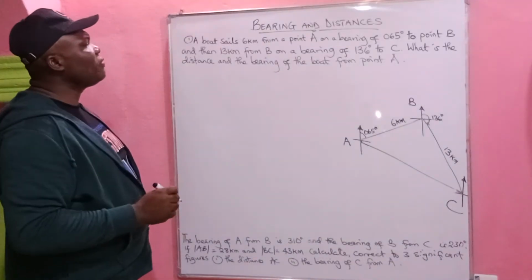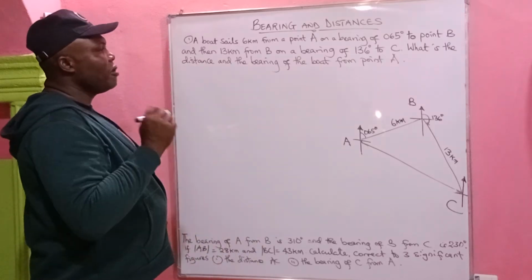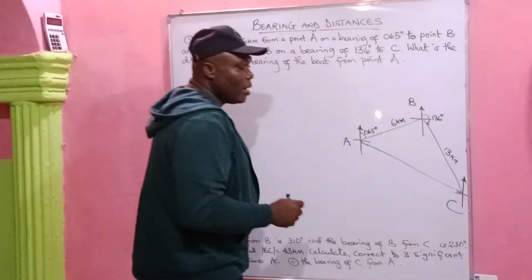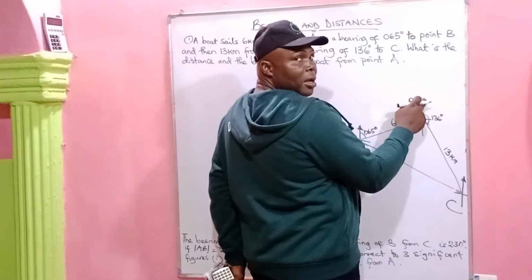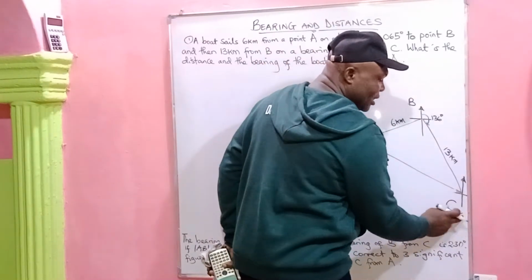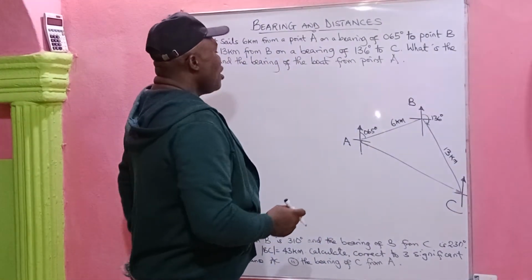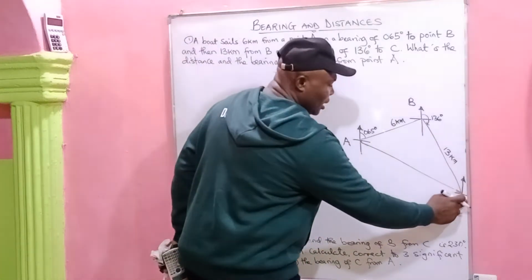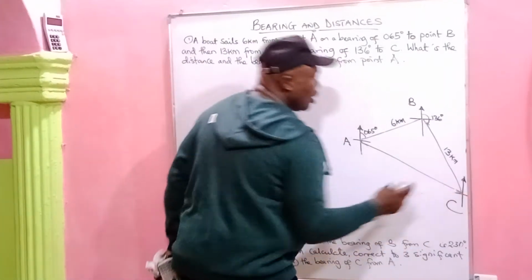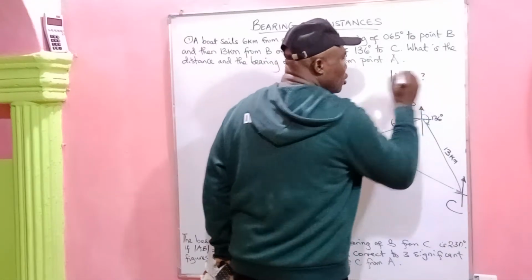Now, what did they say we should find? What is the distance and the bearing of the boat from point A? Which means the boat is now here because the boat was here, and then it moved to B. From B, it moved to C. So this is the final point of the boat. So we want to know the distance from A to where the boat is, from the starting point. So AC is what we need. Line AC. That's the first thing they want us to calculate.